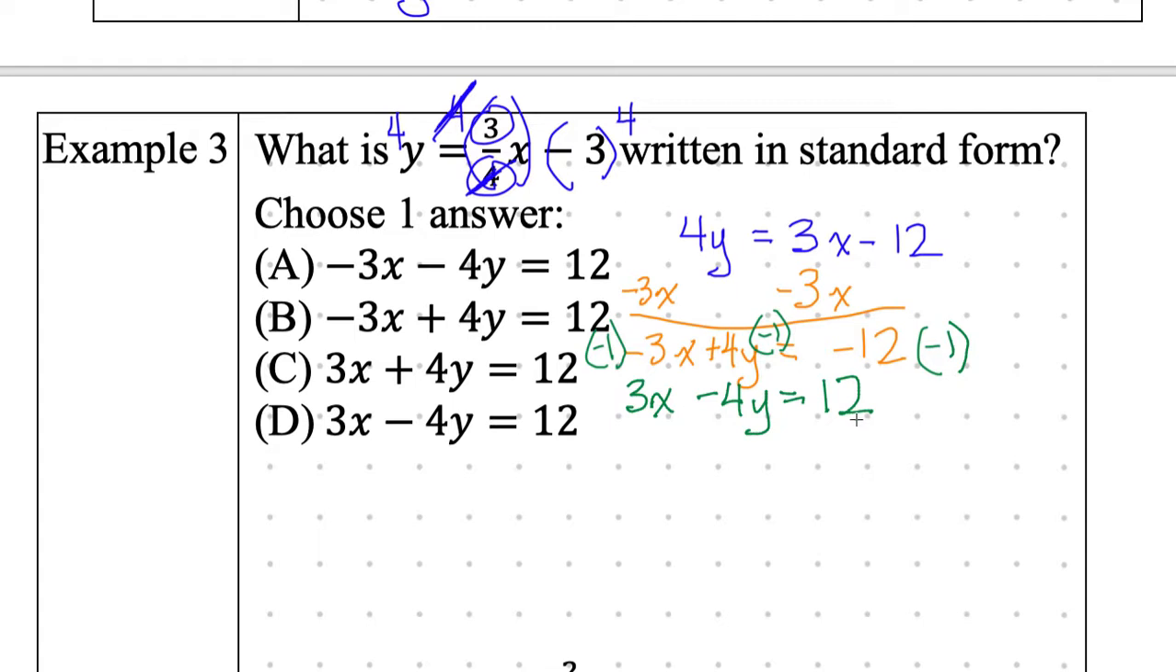And which one is our answer? You guys can shout it out. D is the final answer. Nice.